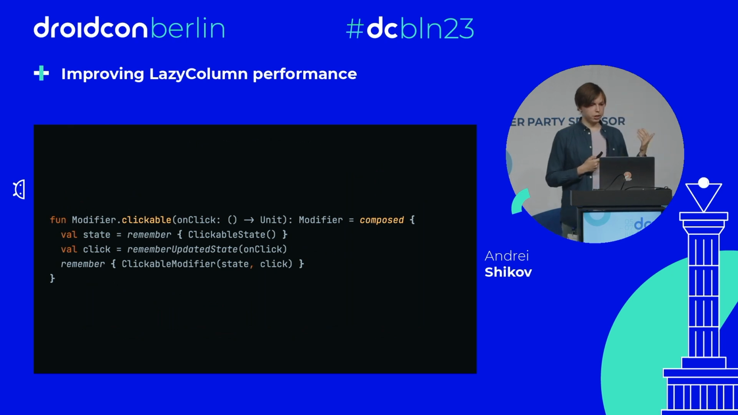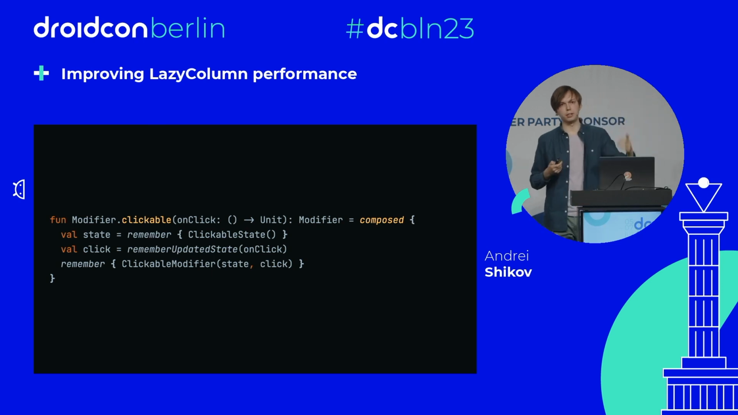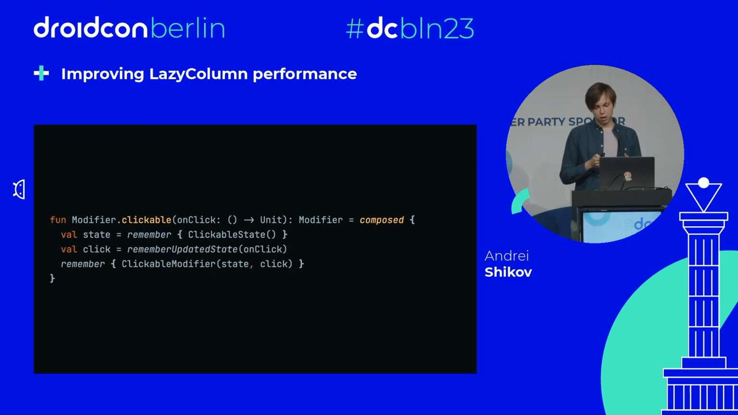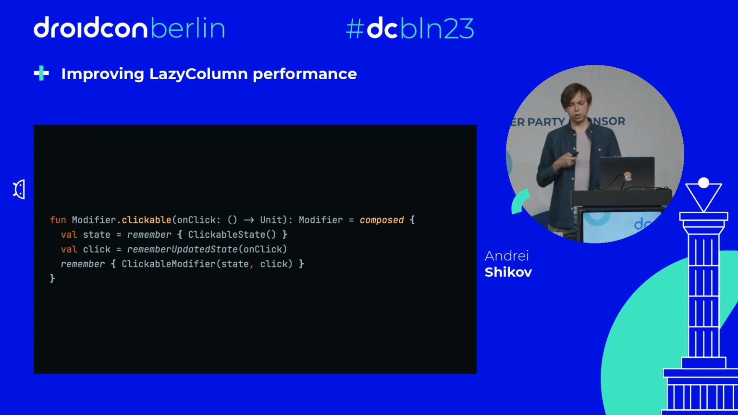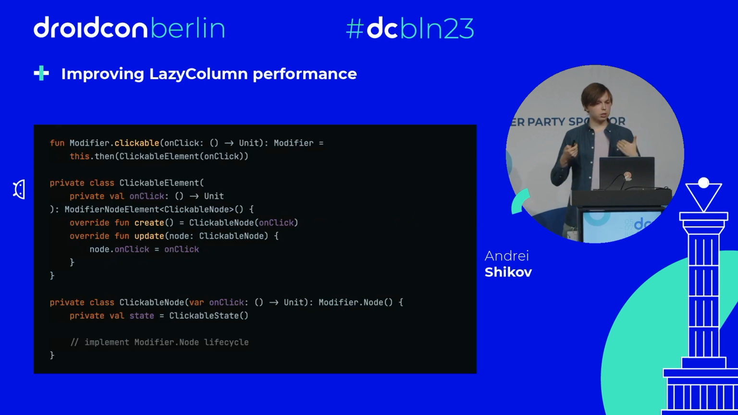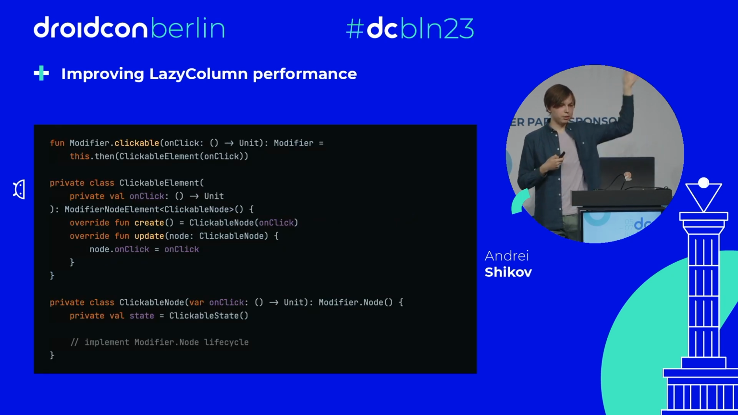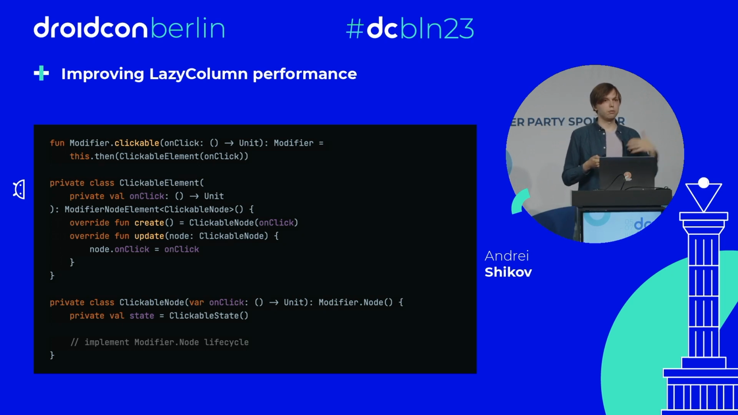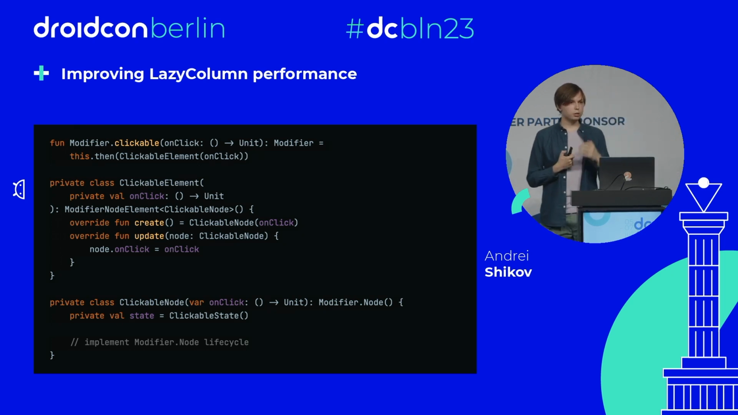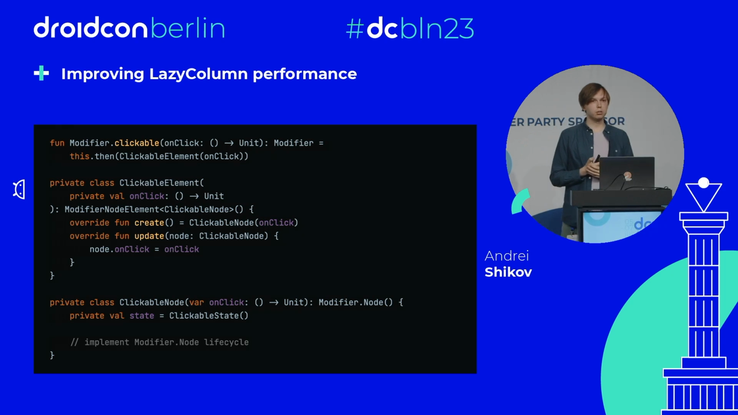So the moral of the story here: if you have something like a composed modifier, where you remember a bunch of stuff, propagate it to a layout node, inflate it, and create something complex, or you have some kind of complicated composition that you want to maybe convert to a more stateful, lifecycle-related object, you can use something like that. Just create an element for that, create a node, and migrate your modifier to a bit more reusable and recyclable state.